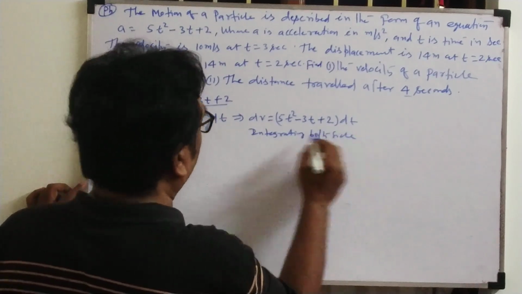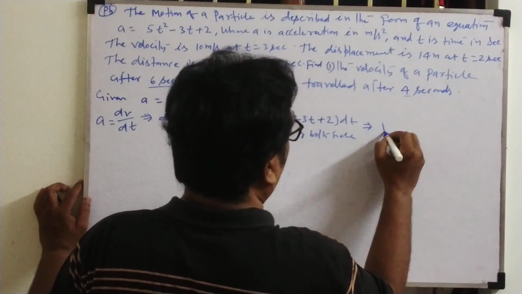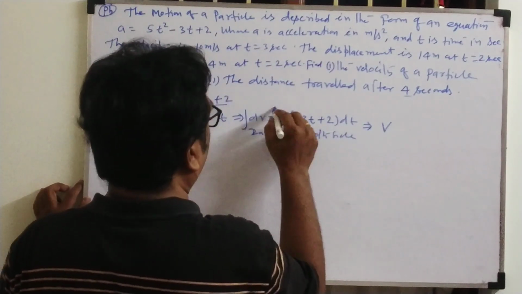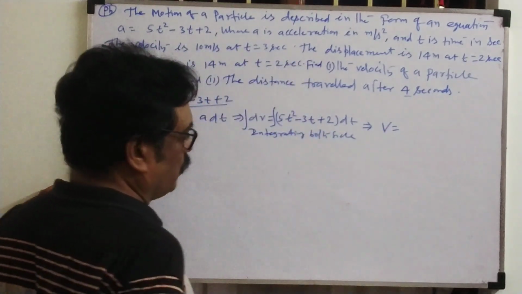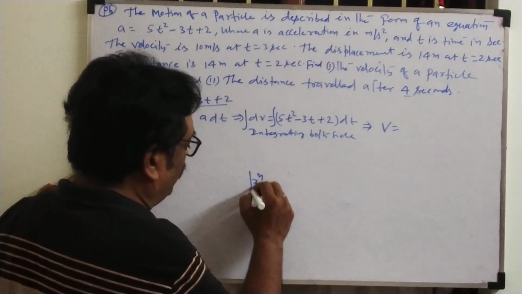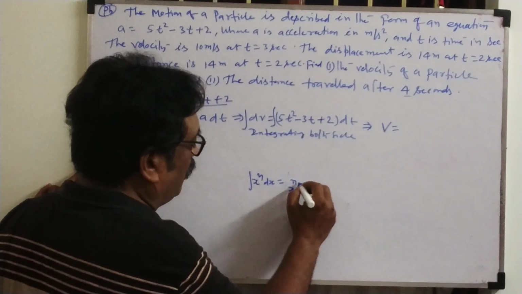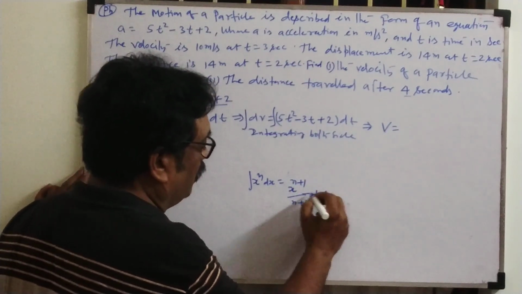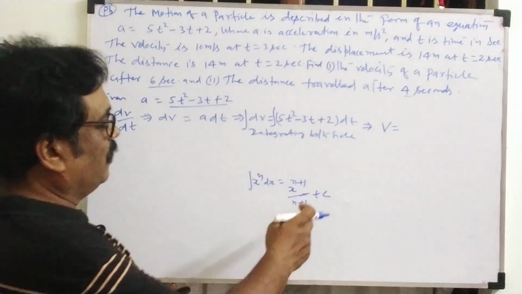So what are we getting after integrating? If you integrate, what will we get for v? Now for 5t square, you know the integration of x to the n is x power n plus 1 by n plus 1, plus some constant c, the first constant c1. So why is this giving the constant c?